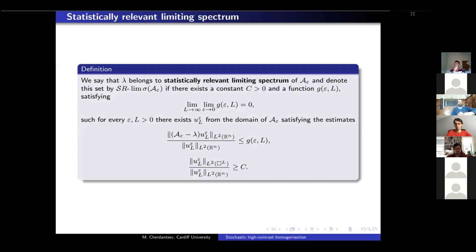bit. I want to talk about the statistically relevant limiting spectrum, or asymptotically approximate statistically relevant spectrum. This is an idea that stems from the fact that if you look at this extra spectrum that is not contained in the spectrum of the limit homogenized operator, the corresponding Weyl sequences are supported on non-typical areas with some strange, non-typical distribution of inclusions.